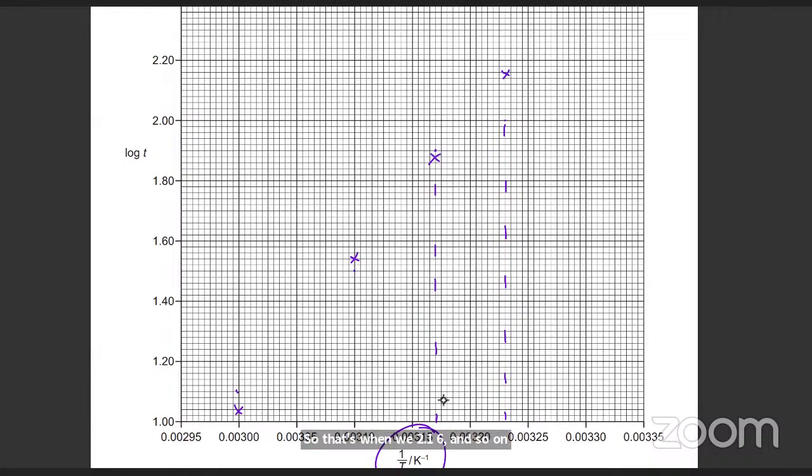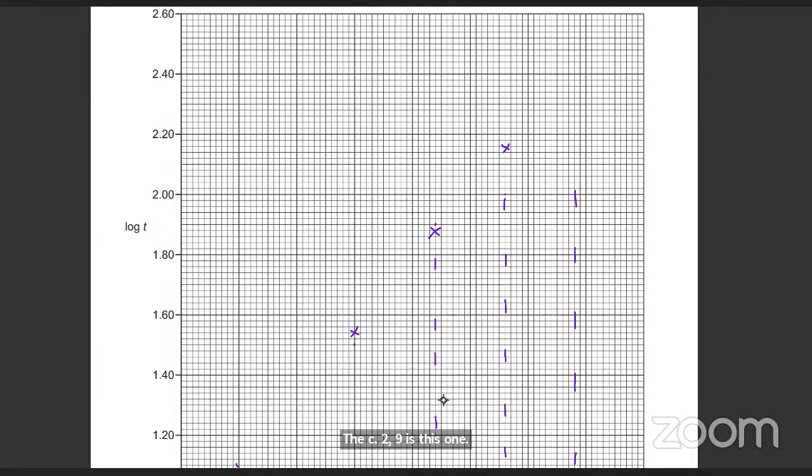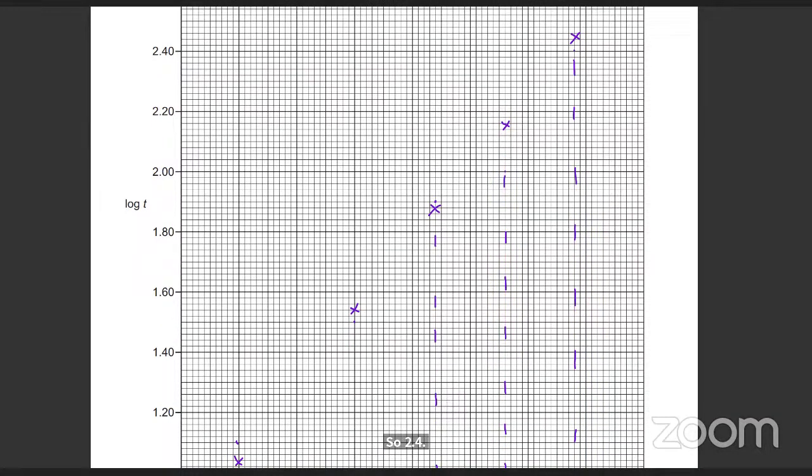And so on. We've got the last one, which is 0.00329. So 329 is this one. And it's 2.45. So 2.4 and 5 would be over here. Okay, anyways, we have a graph in front of us.